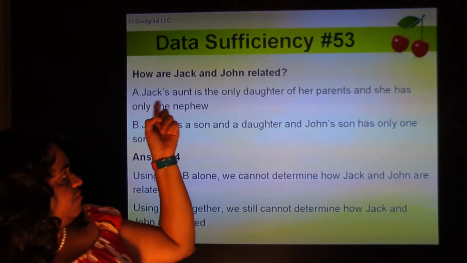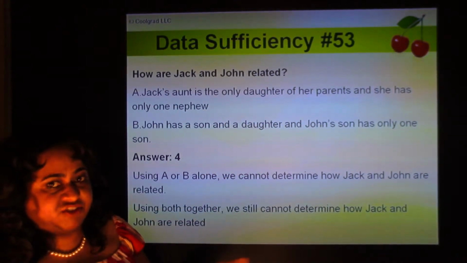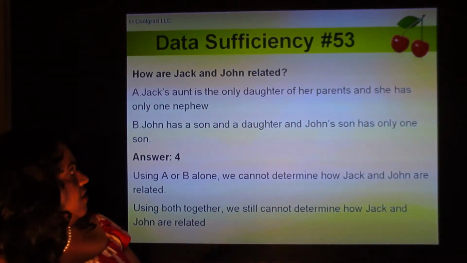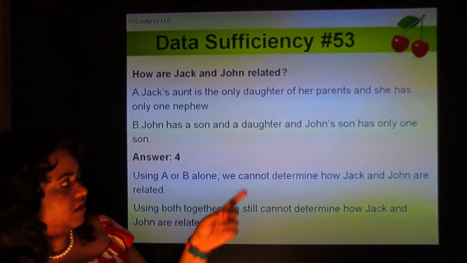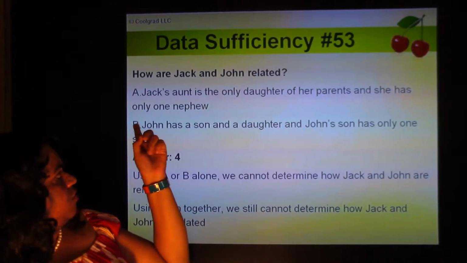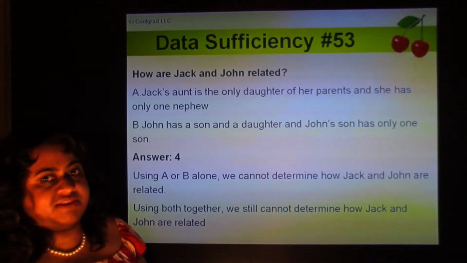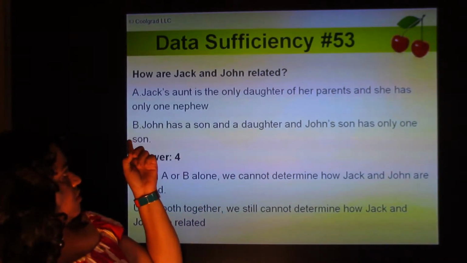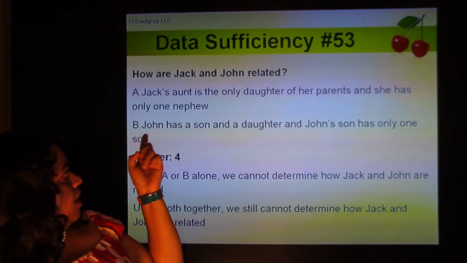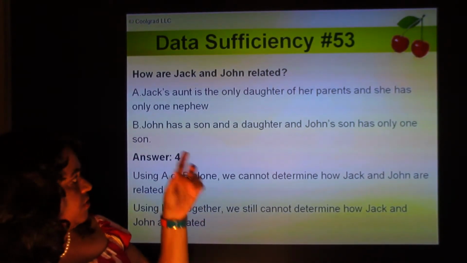So Jack's father's sister, the aunt, is the only daughter of her parents. But clearly they have at least a son who is the father of Jack. So we know she is the paternal aunt, and she is the only daughter of her parents, and she has only one nephew. So Jack is the only nephew. She may have a lot of nieces, we don't know. And she might also have other brothers who don't have children. So we don't know that either.